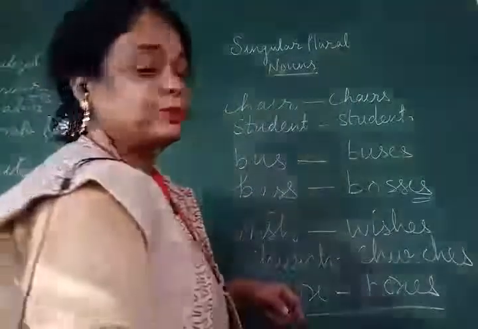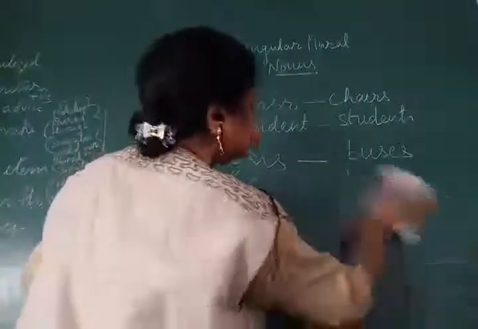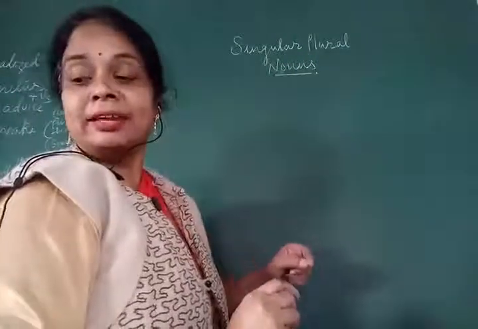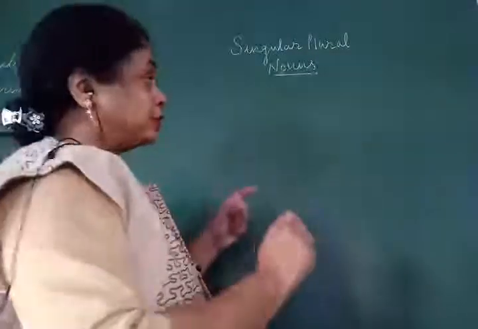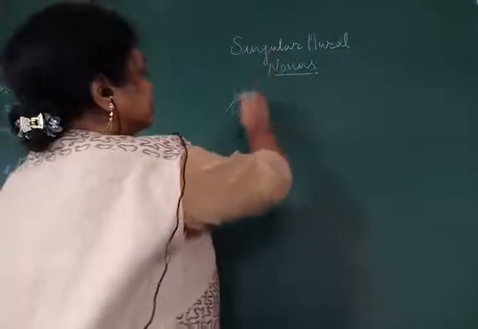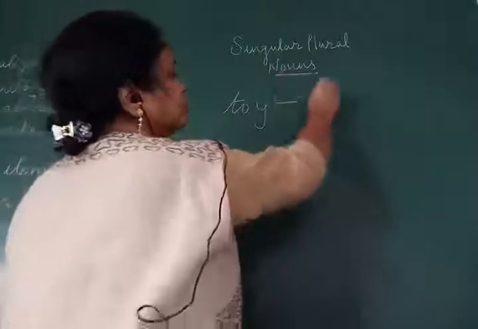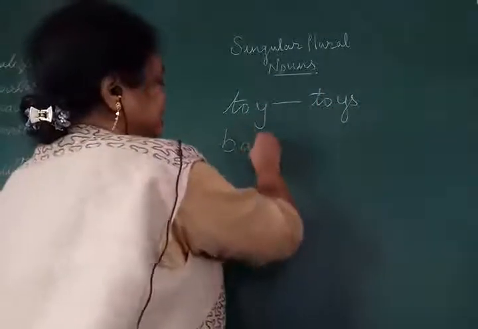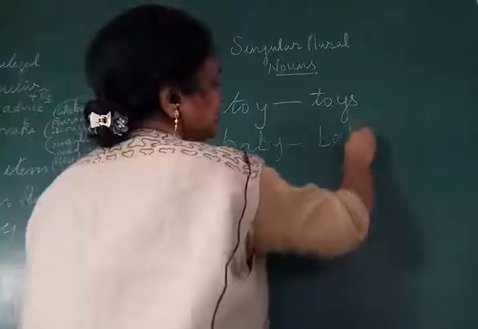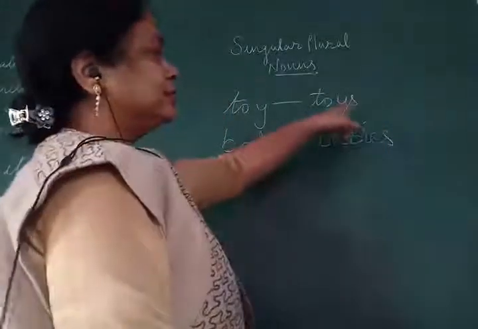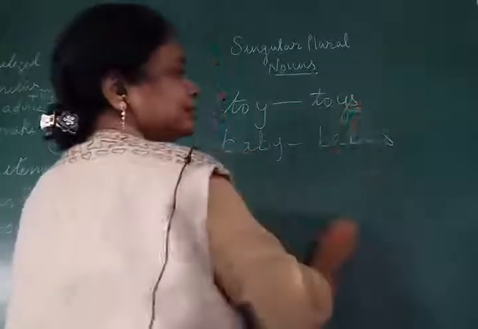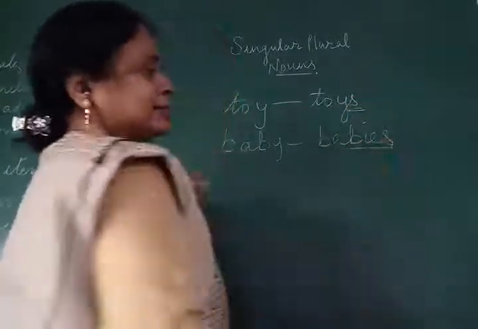Okay? The next way of changing singular to plural. If a noun ends in y, like toy, what will be the plural? Toys, right? Baby, what will be the plural? Babies. Oh my God, see, here and here it is different. Here only single s is placed and here ies is added.